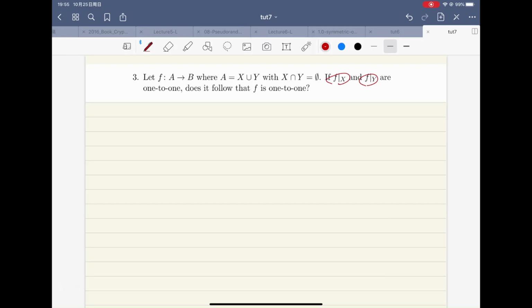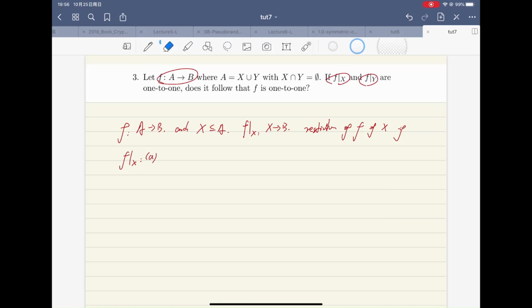Say that if the function f maps from A to B, is a function, and the set X is a subset of A. So we have here f mapped from A to B, and X is a subset of A. Then the restriction f_X could be X maps to B. Let's call it a restriction of f to X if f_X(a) equals to f(a) for all a belongs to X.